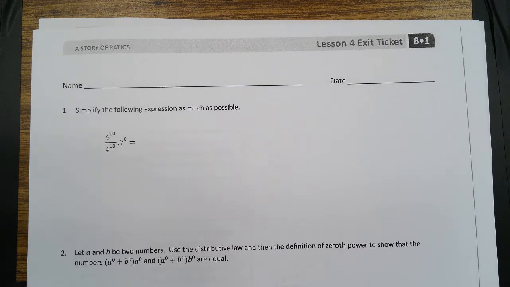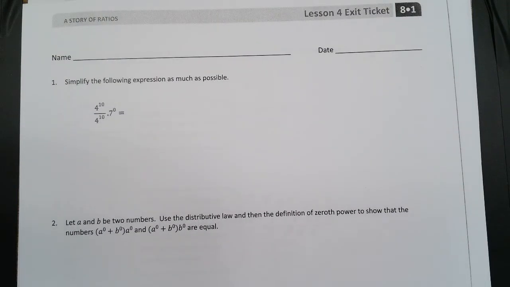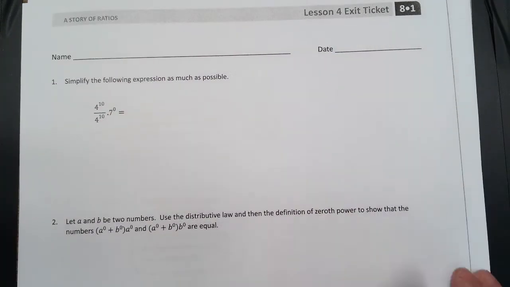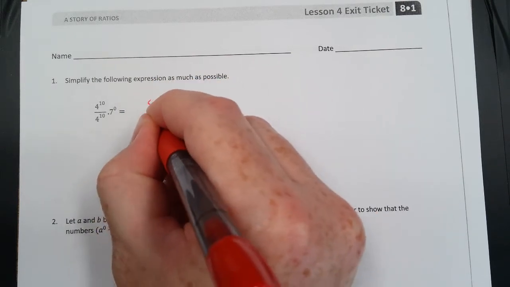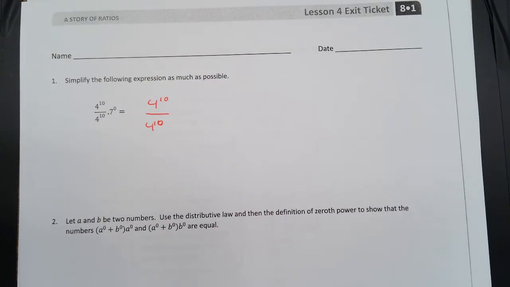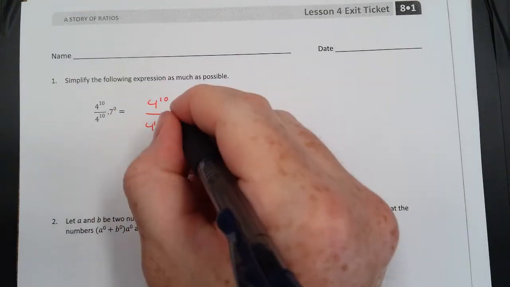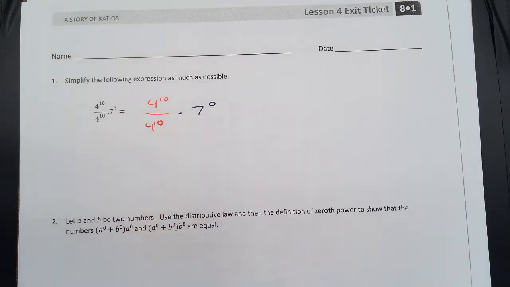Let's look at the exit ticket real fast. Your exit ticket for the day only has 2 questions on it. The first one says, simplify the following expression as much as possible. So what I'm going to do is this is 2 numbers multiplied by itself. I'm going to separate them. I'm going to have 4 to the 10th over 4 to the 10th times 7 to the 0. I'm going to do both parts separately.